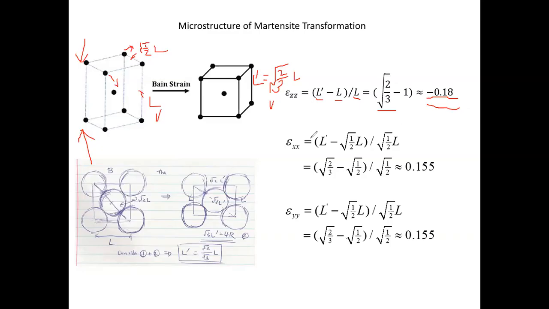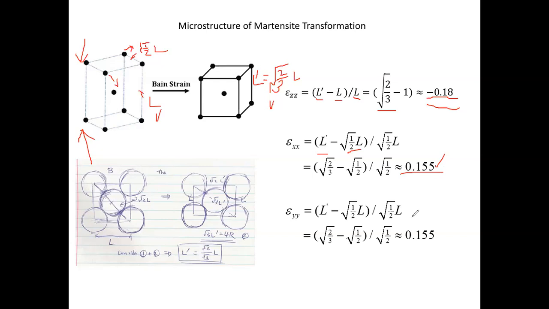Okay, so now for the X and Y direction, what do you need to do? Very similar. What is the length after the deformation? This one, right? L prime. What is the length before the deformation? Square root of 1/2 times L. And then you get the difference. This is my delta X over the original length, which is the length of this basal plane edge, square root of 1/2 times L. Again, you can plug in the numbers, and this is what we get. Now you have a positive number. What does this mean? You have to stretch along the X direction.